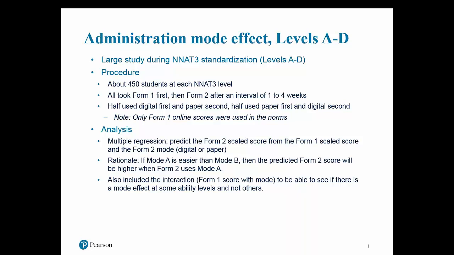Half the students took the digital first and then paper second, and half took paper first and online second. And we analyzed this by using multiple regression, where we predicted the time 2 or the Form 2 scaled score from the Form 1 scaled score, and also from whether the Form 2 test was given online or with paper. So the rationale is, if, let's say, mode A is easier than mode B, then if Form 2, the second test, is given using mode A, you would expect a higher score on Form 2 than if Form 2 is administered using mode B.